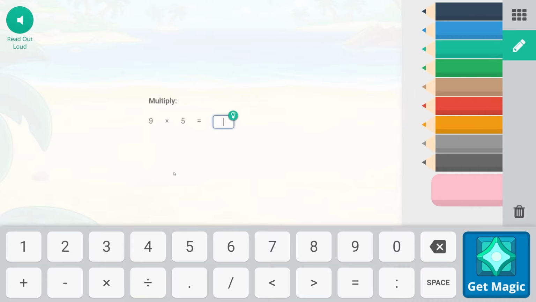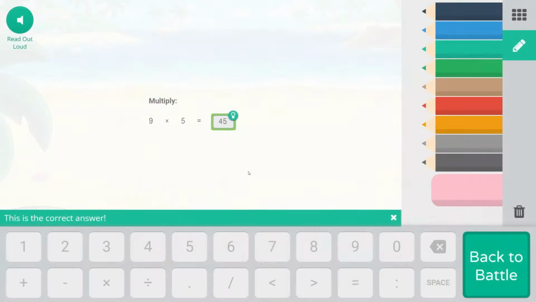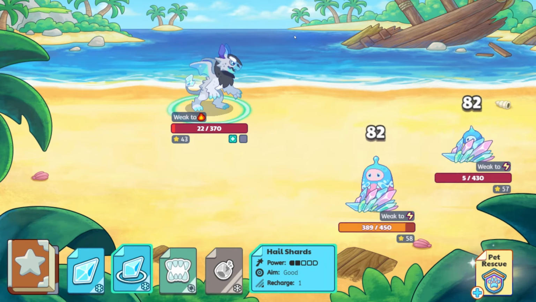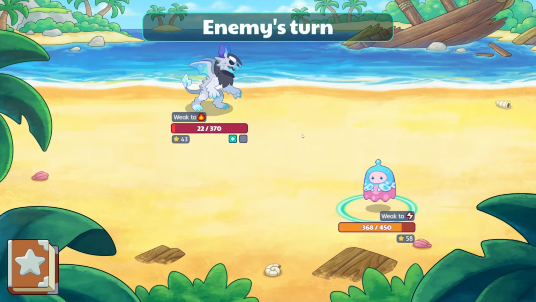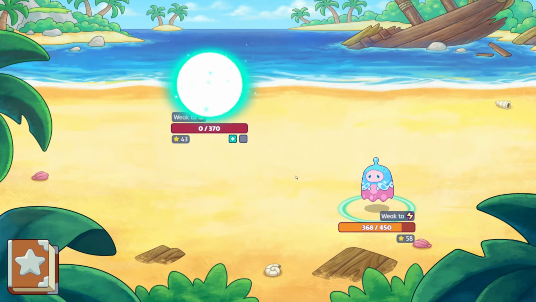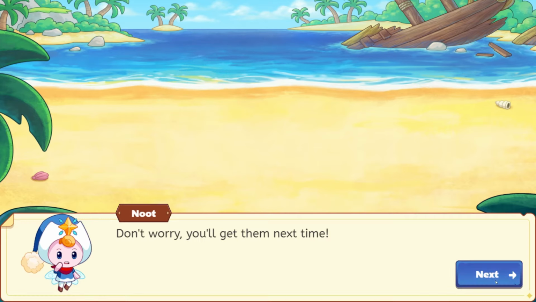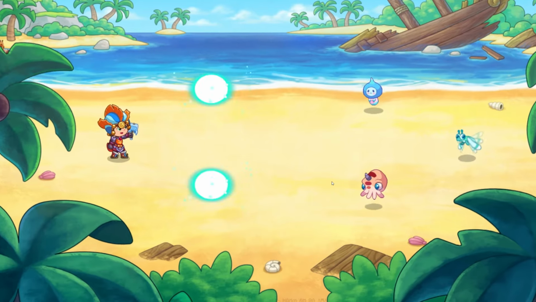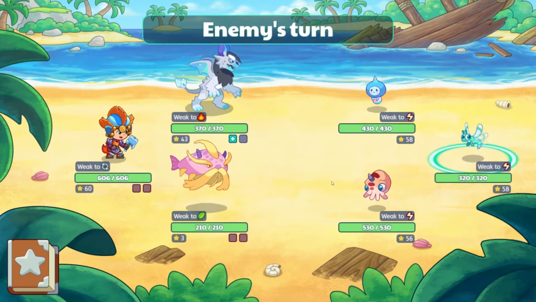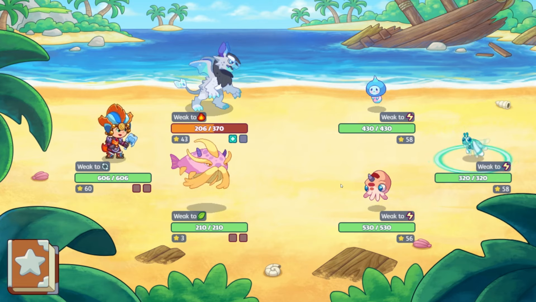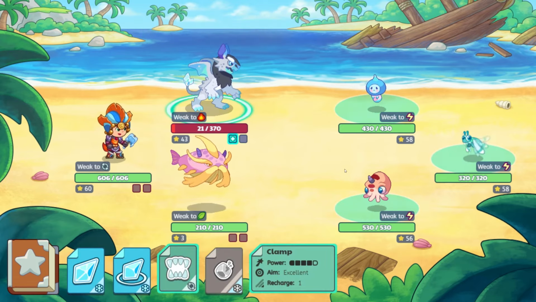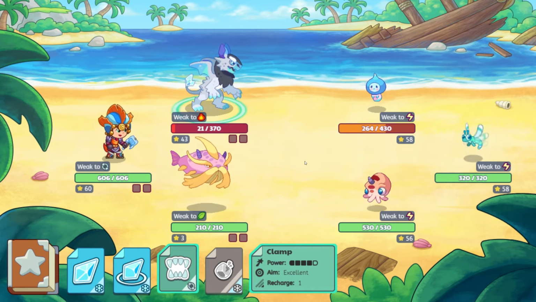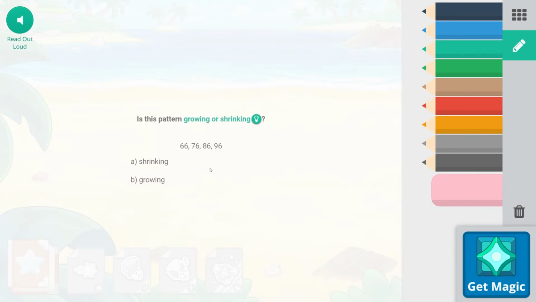I've got to do the AoE here. 9 times 5 is 45. With Hail Shards. There we go. And goodbye. We will get him next time. Alright, let's come on down here. Alright, that hits. So we'll bite you first. And then the growing or shrinking, the numbers are getting bigger by 10, so this is a growing pattern.